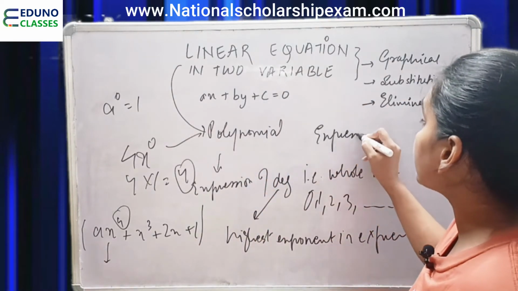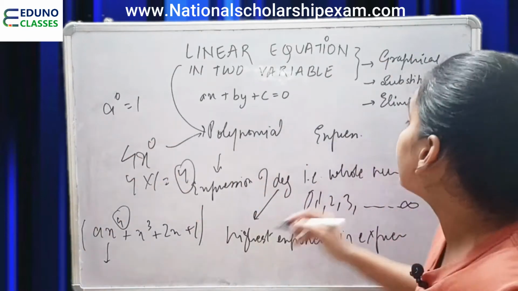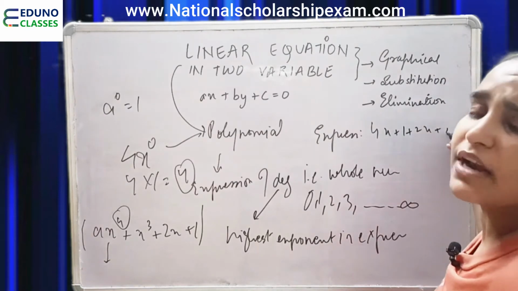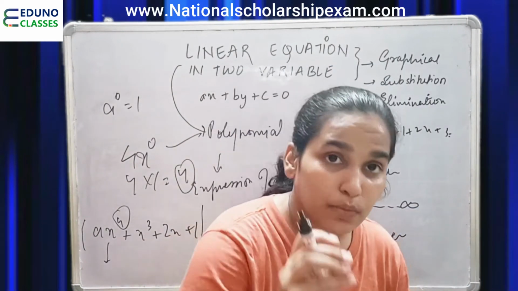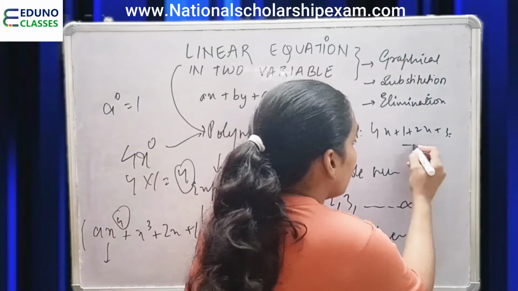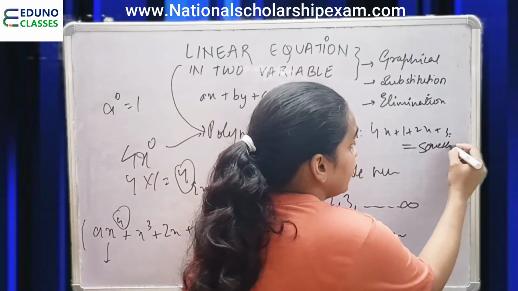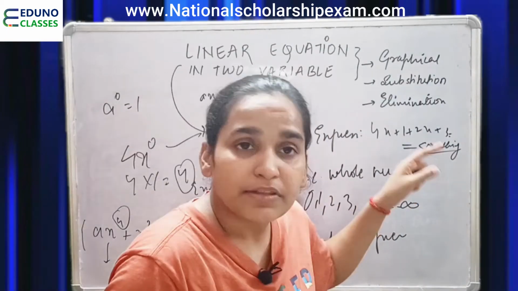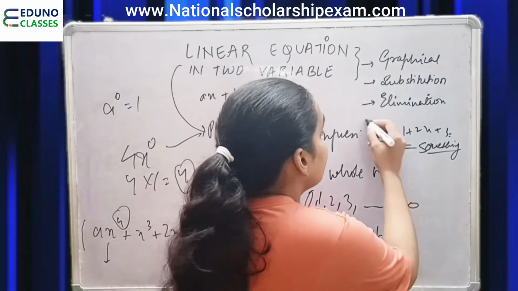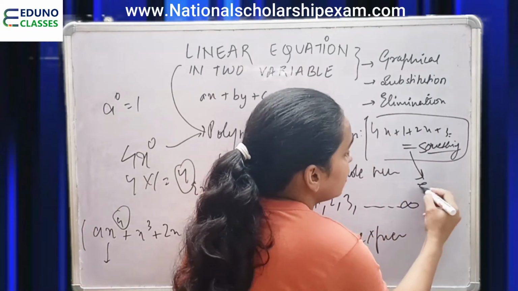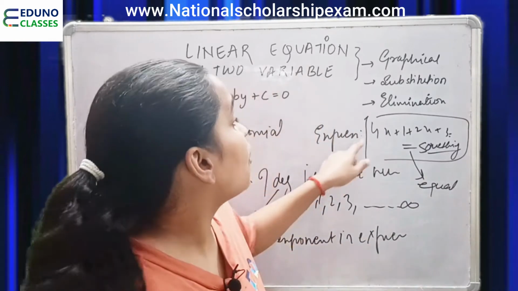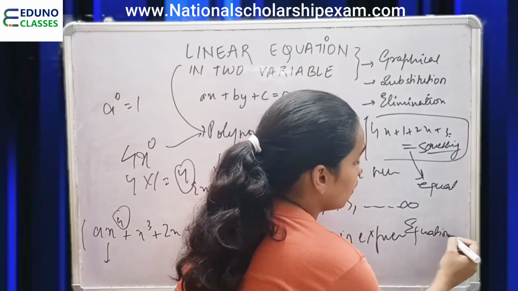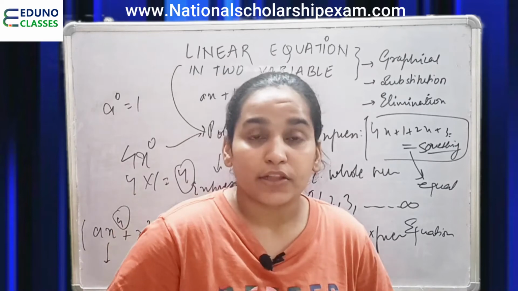Anything you write becomes an expression, like 4x plus 1 plus 2, x plus 3, whatever you write. But when an equality is added, then this side will become equal to something on the other side. This equal to sign indicates that now this expression is an equation. Okay, so now we are through with the basics.